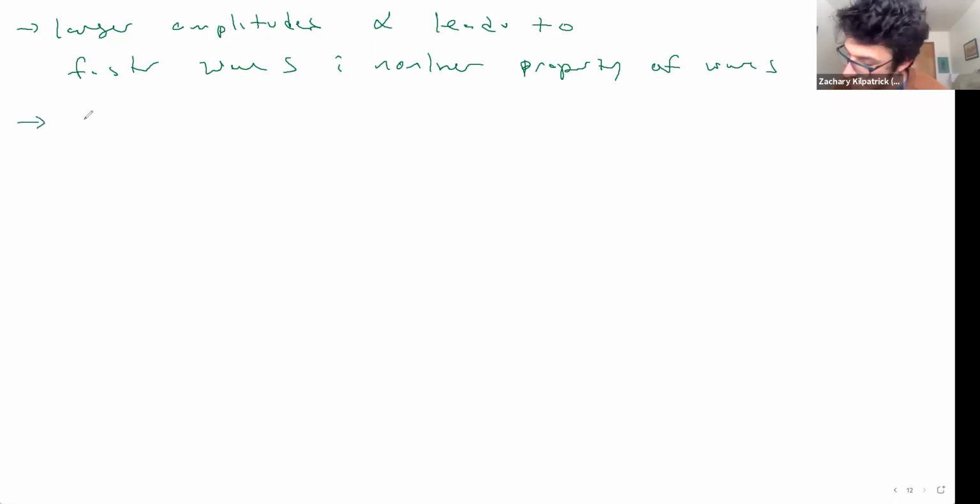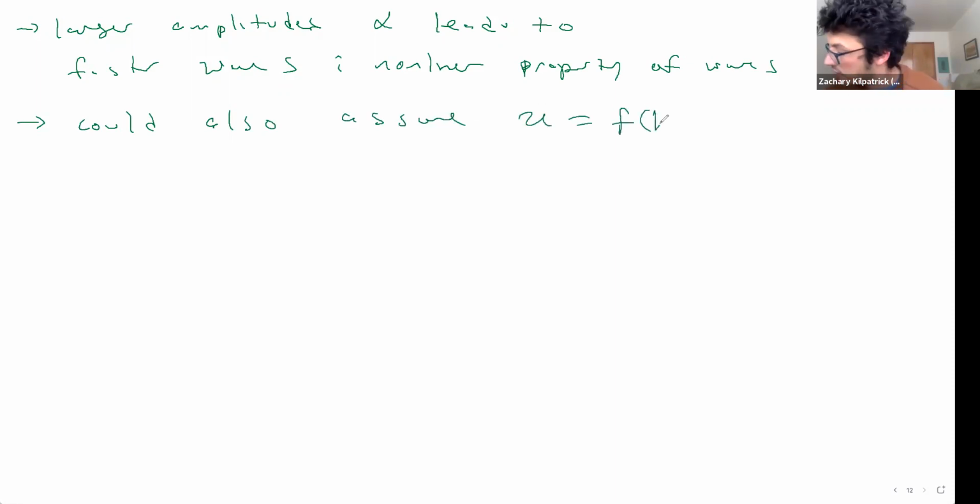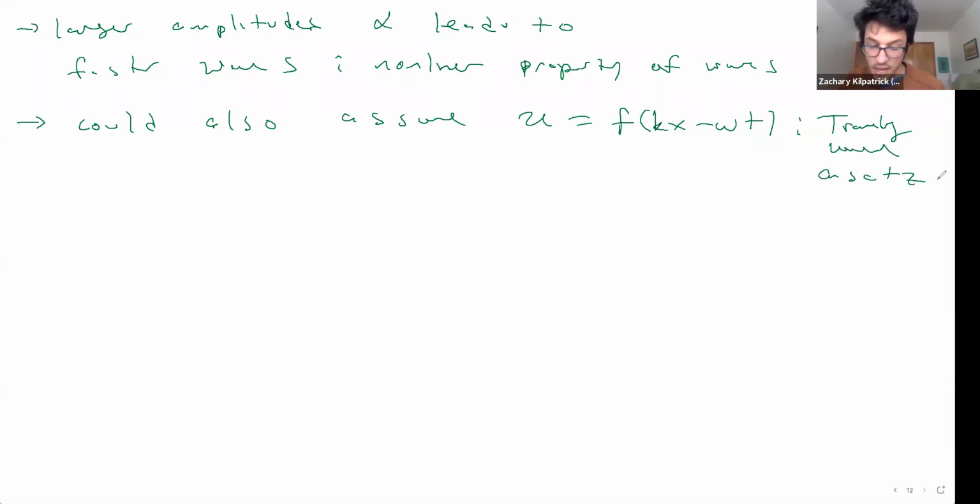Another way that we could handle this is we could also assume u is equal to f of (kx minus ωt), and this would be like a traveling wave ansatz. And this is what you'll do in the homework problem.